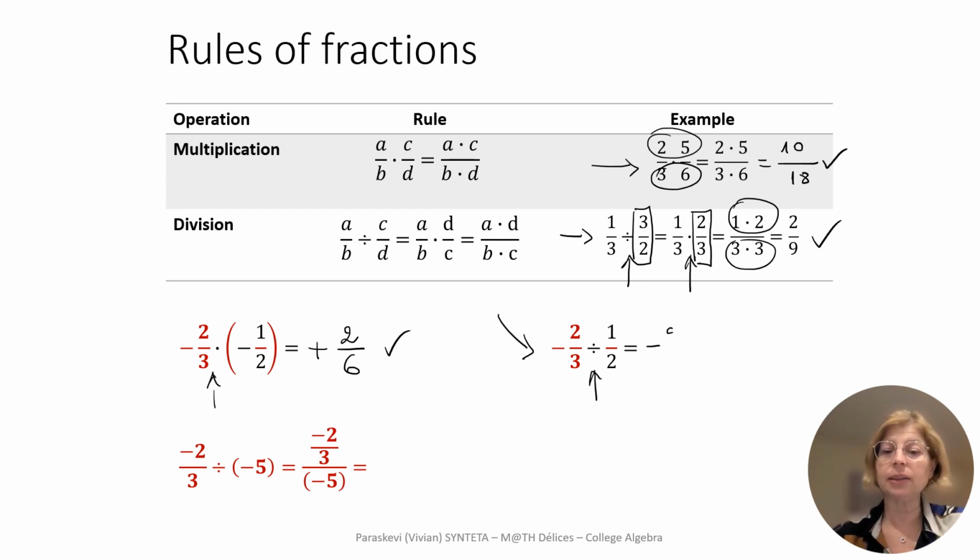So I will rewrite the first fraction. I will transform the division to multiplication, and I will just inverse the second fraction. So instead of 1 over 2, I will write it as 2 over 1. And then I will proceed.